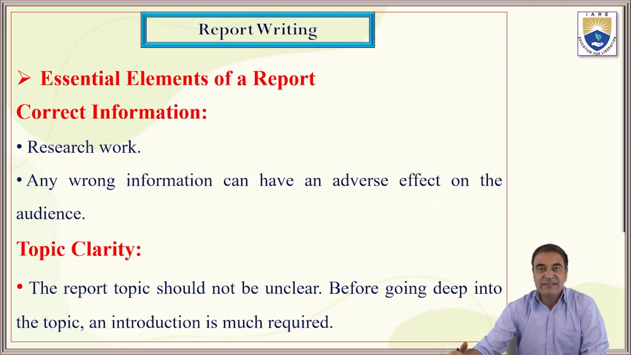Now, the next one is the different essential elements of a report. First one is the correct information. Before writing a report, on any subject, we should do intensive research work. We should look for the facts, the data, the graphs, each and everything. And thereafter, we can write a report. That means a report should be based on good research work.